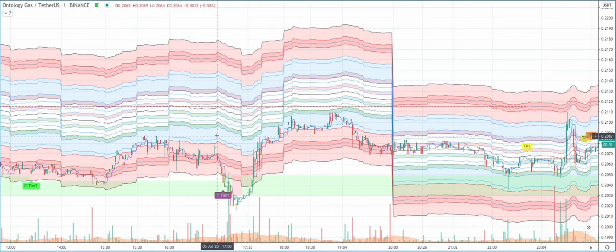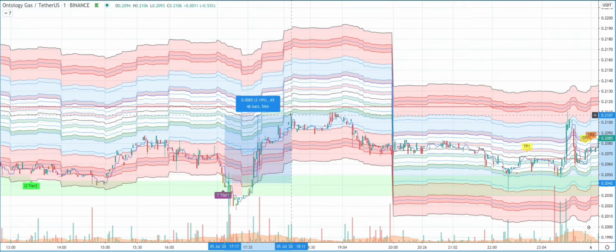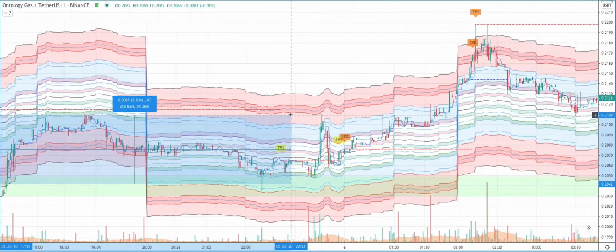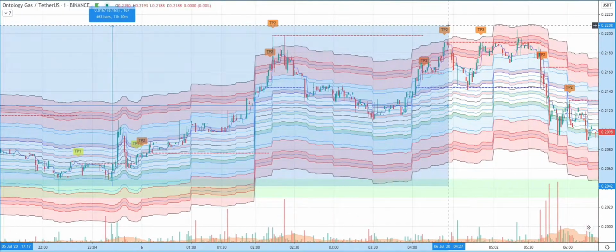Jump into ONG USDT. We've had a few trades come in on this one in the last week at a level of pretty decent frequency that have turned profit pretty quickly. And this one is from July 5th, 3.19% gain in 54 minutes. Nice fast turnaround on that one. And if you stuck it out a little further, 7.60% in 8 hours and 58 minutes.